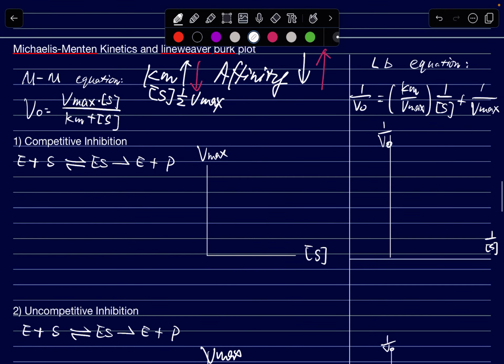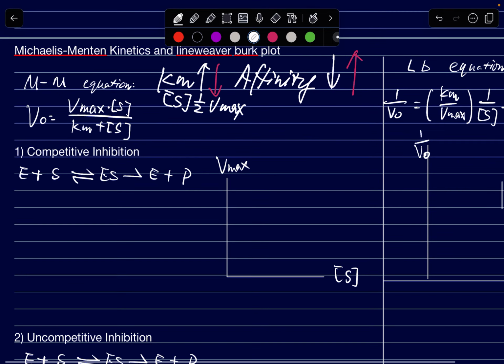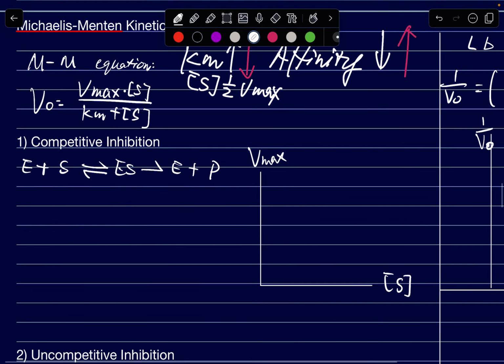Competitive inhibition is the first case we want to talk about. Competitive inhibition is when you have an inhibitor, which we will indicate with the letter I, that binds to the substrate's active site, competing with the substrate, because the active site belongs to the substrate. But now an inhibitor that has a very similar structure to the substrate binds to the enzyme and forms the EI complex, which inhibits the formation of the ES complex, right?